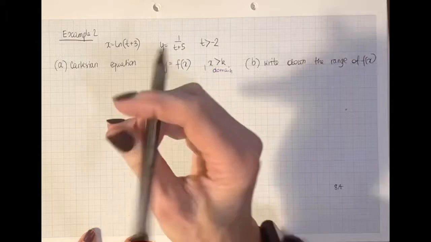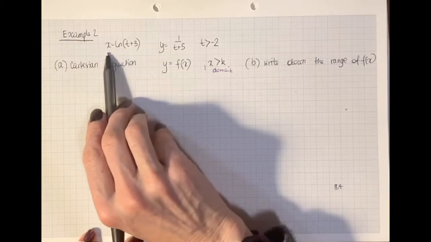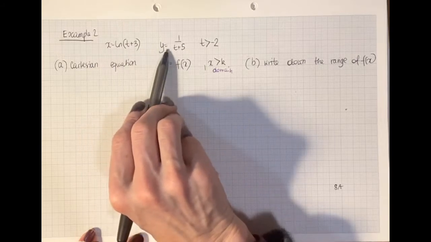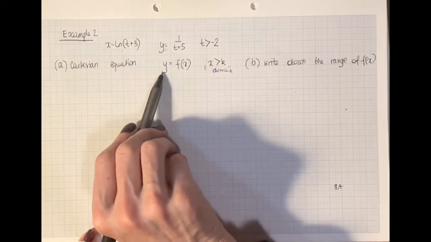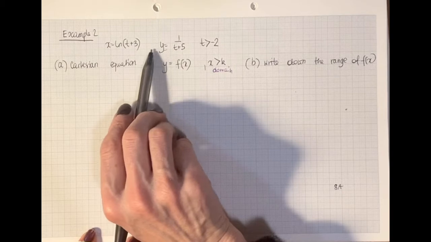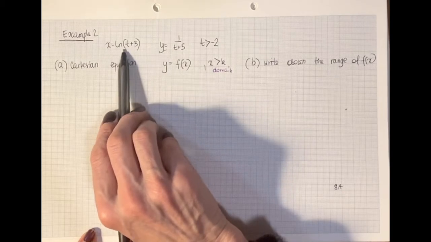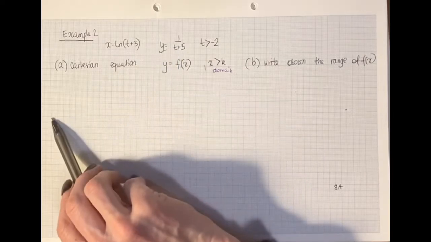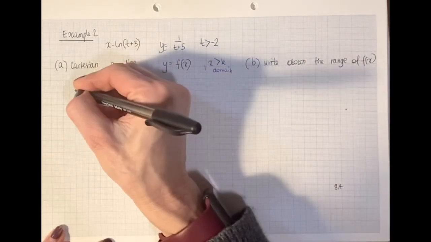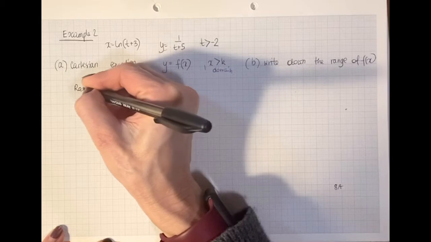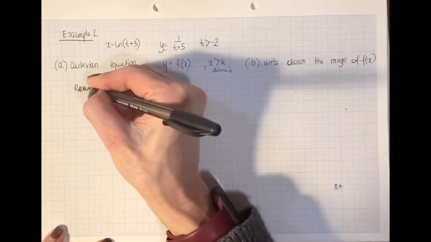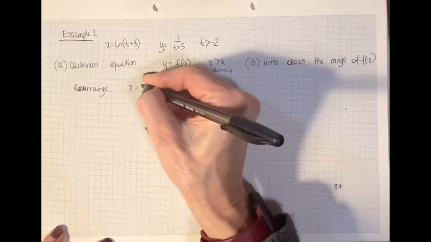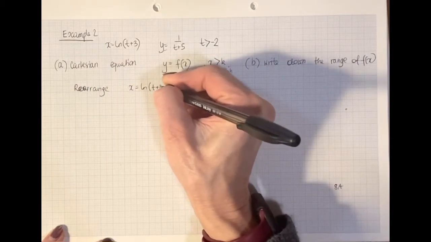So the first thing, remember, to find the Cartesian equation from parametric equations, we need to eliminate t. Because we want it in y equals form, we are going to rearrange the x equation to find t and then substitute it into y. So let's rearrange x equals ln(t plus 3).